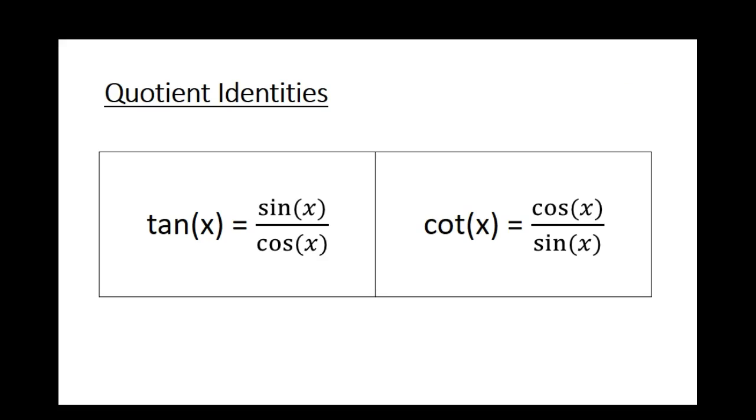Here's some that you might not have known about. These are called the quotient identities. Tangent is sine over cosine, and cotangent is cosine over sine. Okay?